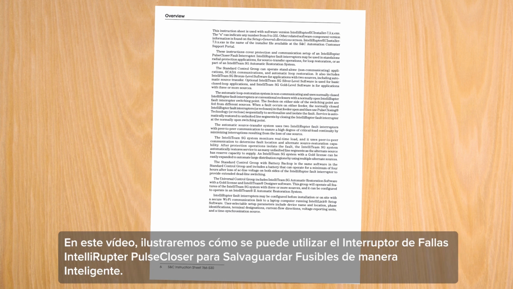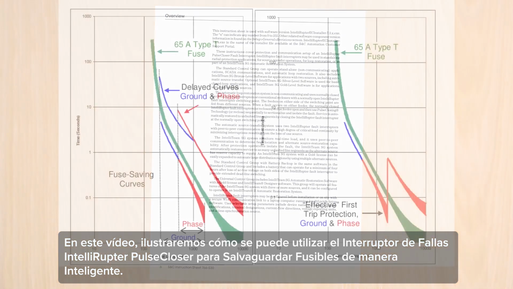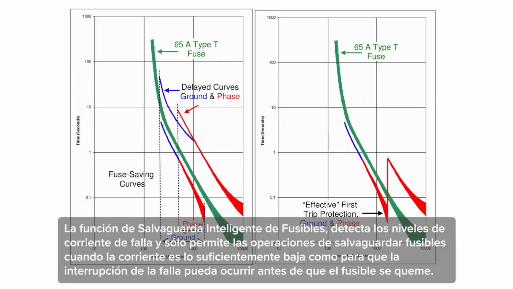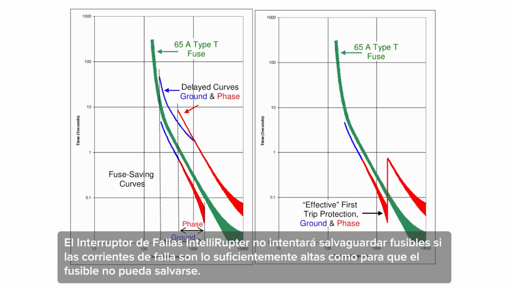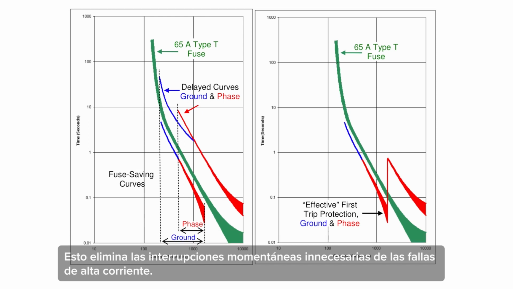In this video, we'll illustrate how the Interrupter PulseCloser fault interrupter can be used for intelligent fuse savings. The Intelligent Fuse Savings feature senses fault current levels and only allows fuse-saving operations when the current is low enough that the fault interruption can occur before the fuse blows. The Interrupter fault interrupter will not attempt fuse savings if the fault currents are high enough that the fuse cannot be saved. This eliminates the unnecessary momentary outages of high current faults.